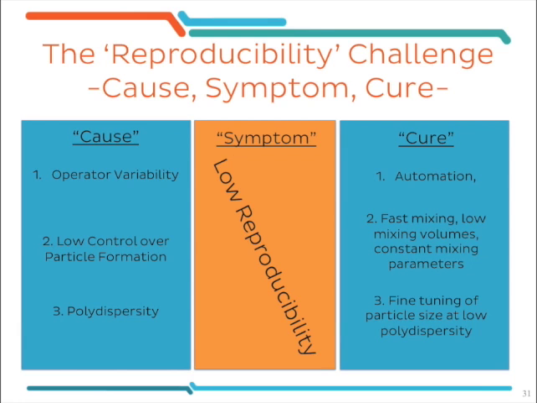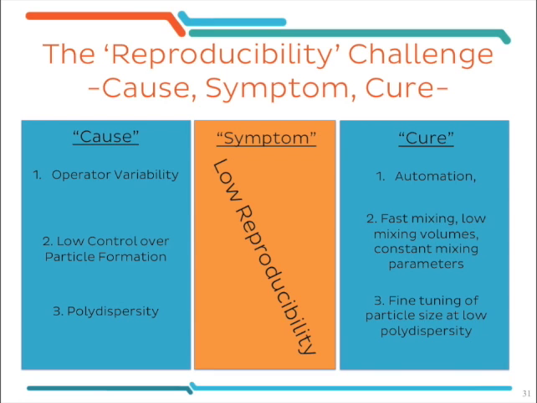Now that we've determined some of these causes of low reproducibility, we should look at how we can get a good cure for each of these points. Now, one way of curing operator variability is to take out the art, if you will, or the human factor, out of the nanoparticle formulation process. And the simplest way of doing that is to introduce automation and software control, and also to reduce the steps related to each single formulation.